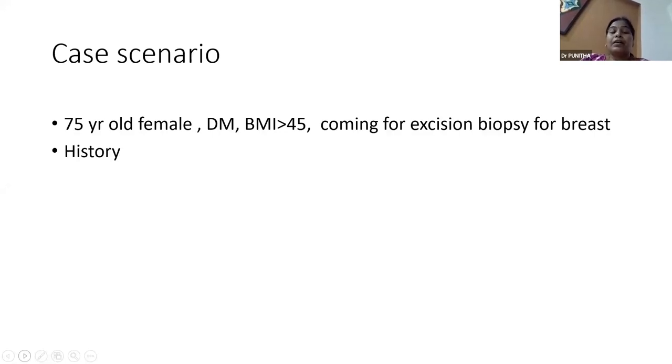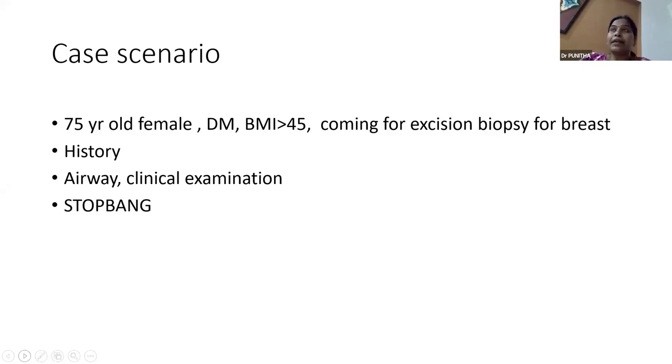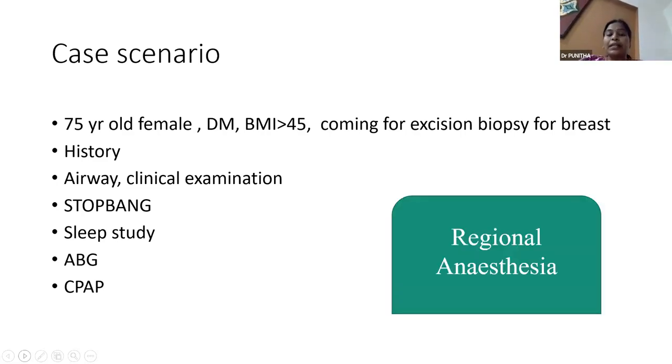We take a history, airway examination and clinical examination. The history has to be taken from the attenders also. We do a STOP-Bang scoring. If the score is high, we ask for a sleep study. But for an excision biopsy, depending upon the clinical examination findings, we would either ask for it or just go ahead because it's a minor procedure. Then a room air ABG. If the PaCO2 is high, more than 50, then a pre-op CPAP may help this patient. So how do we anesthetize this patient?